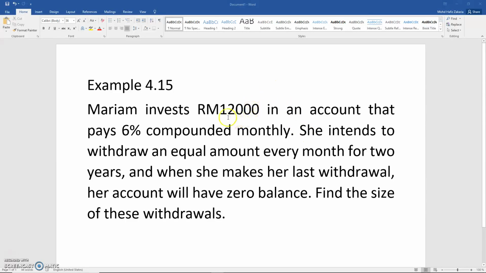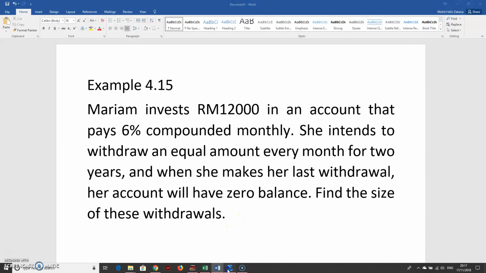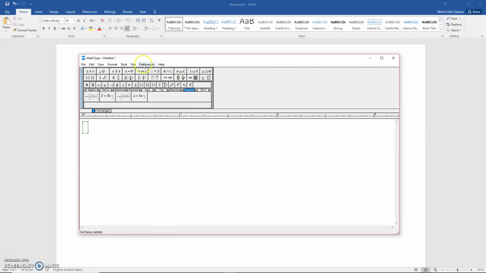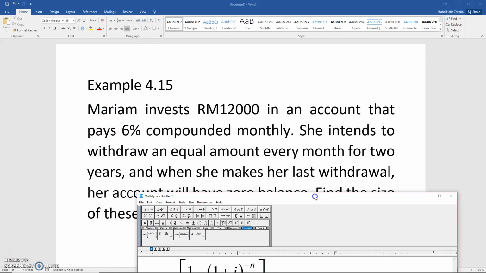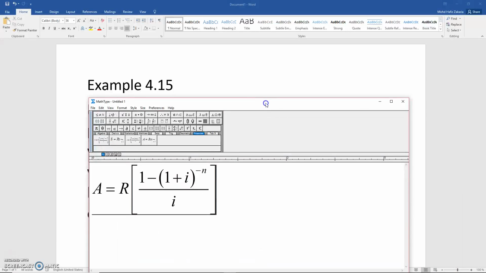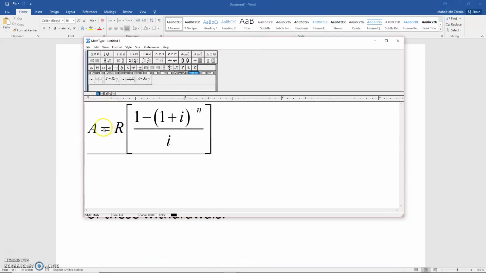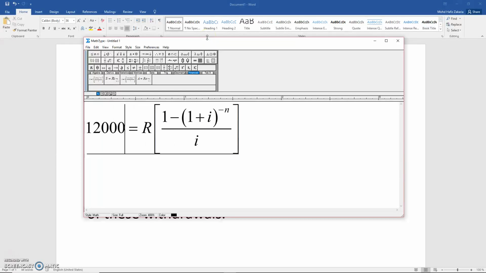So we know the original value, which is 12,000. This will serve as the present value. Okay, let's calculate for the present value. This is the present value formula for annuity. Why annuity? Because Mariam later will actually withdraw an equal amount every month. So that is an annuity. So we have the value, which is 12,000.